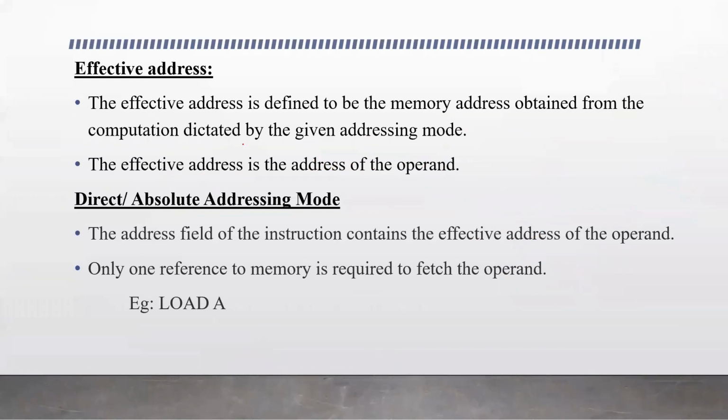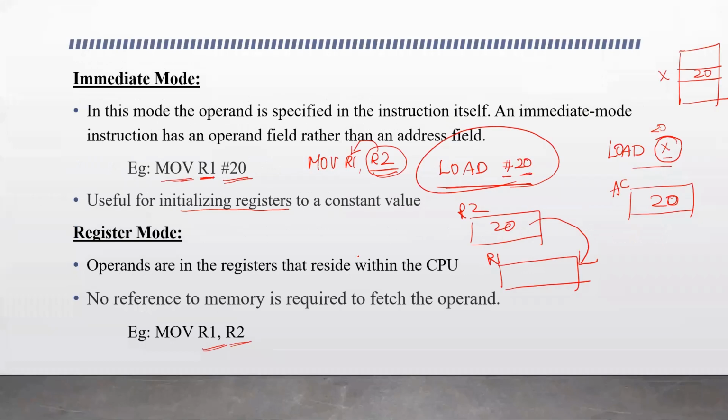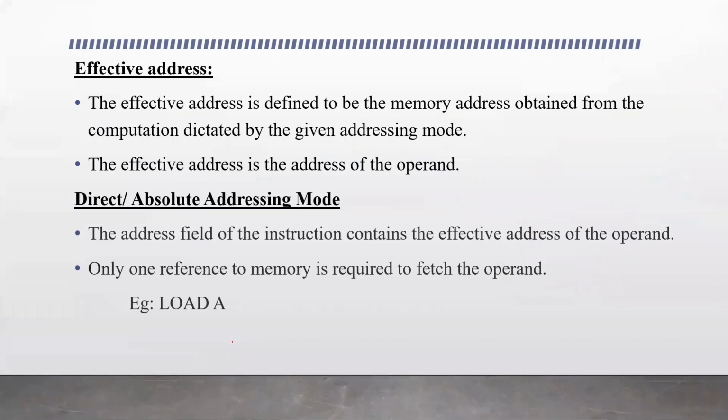So what is effective address? Before moving to the next type, we have learned about implied mode and immediate mode. These modes do not need any address field. Before learning about the other addressing modes, we need to know what an effective address is. The effective address is defined to be the memory address obtained from the computation dictated by the given addressing mode. The addressing mode specifies the way the address is represented in the address field. So depending on that, we need to do some computation to find the actual address of the operand.